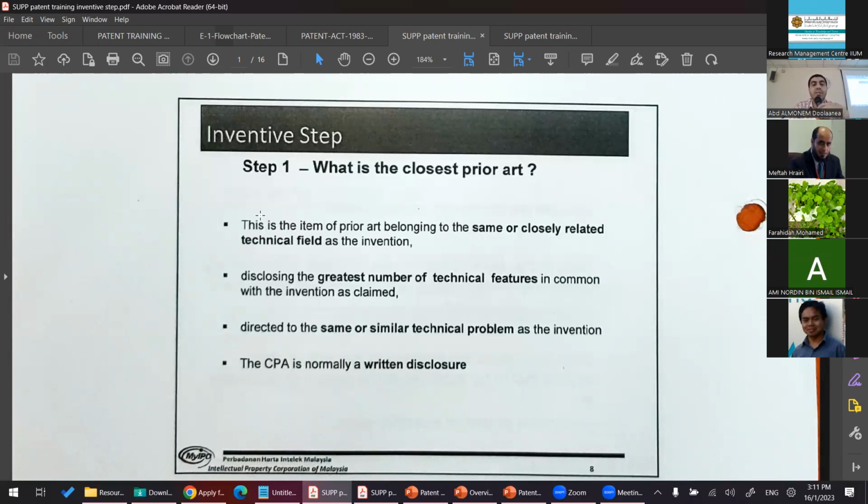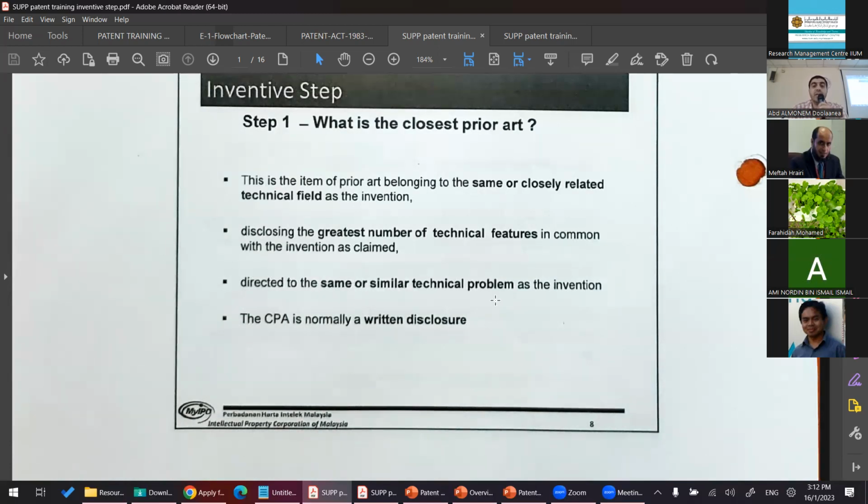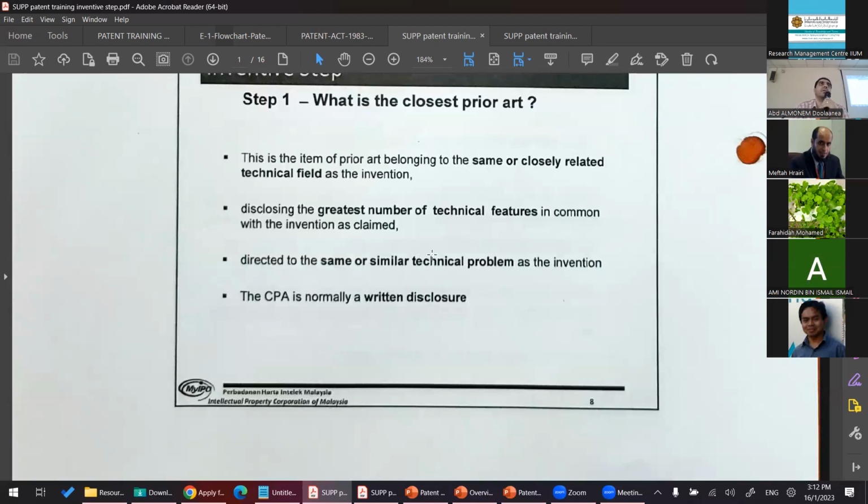Okay, so this is the closest prior art. Find something with more features matching your application and in the same technical field. Sometimes you find something close, but it's in a different technical field. Don't consider it much, because what matters is your technical field.